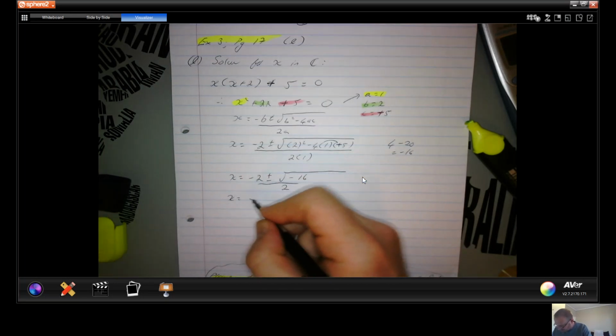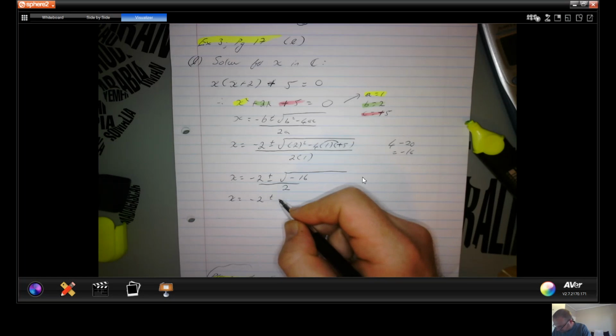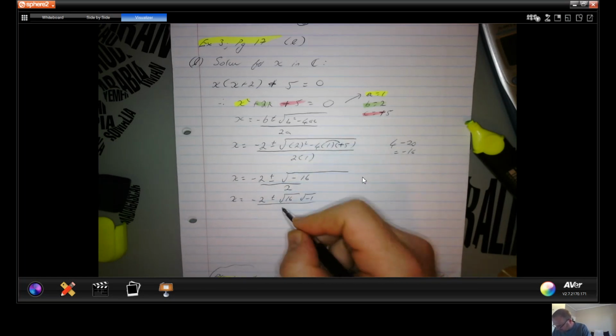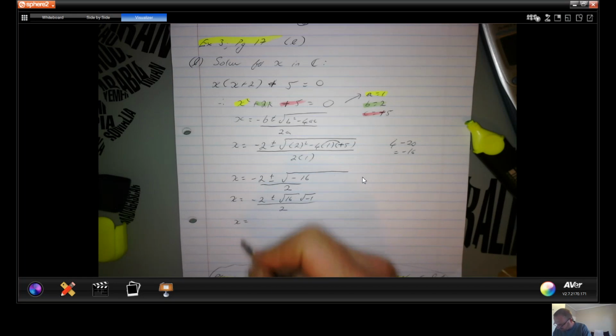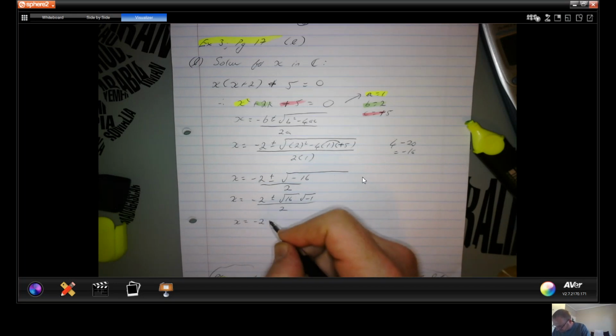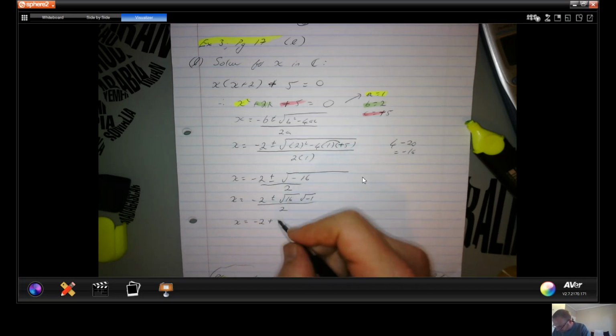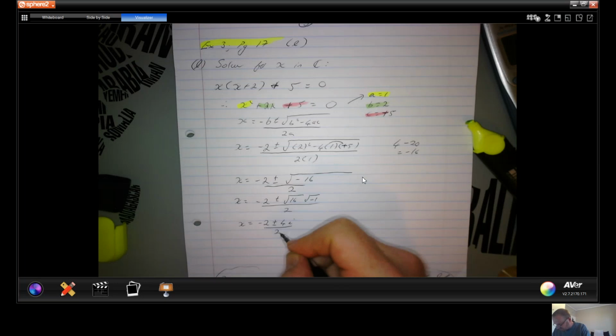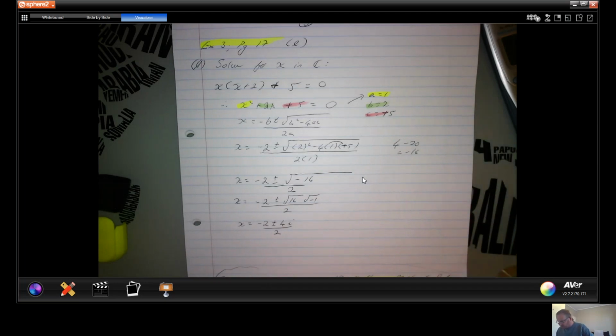And you're going to get x is equal to minus 2 plus minus, what does it mean? Root 16 times root negative 1. You can skip out steps, over 2. So you're going to get x is equal to minus 2 plus or minus, the square root of 16 is 4, so 4i, over 2. So there's your answer, minus 2 plus or minus 4i all over 2.